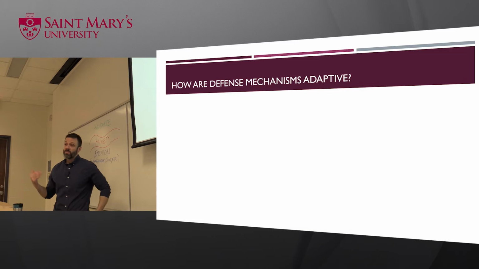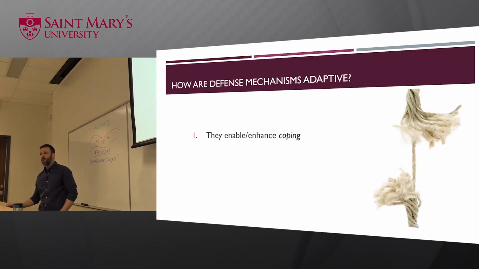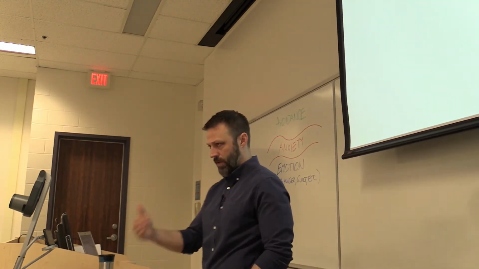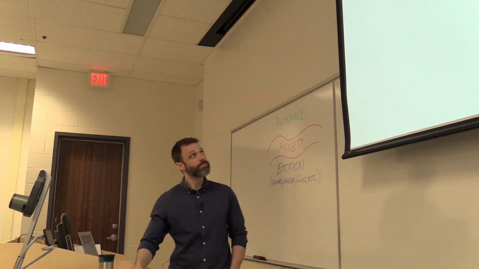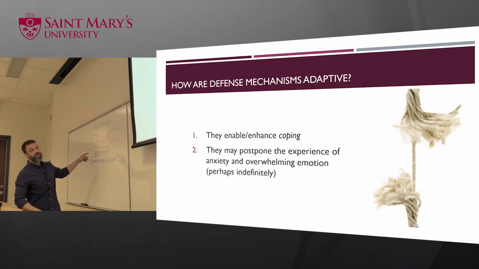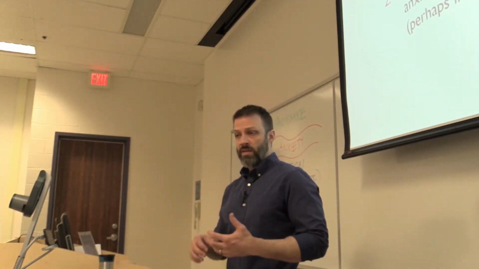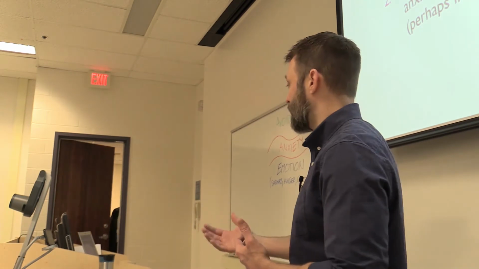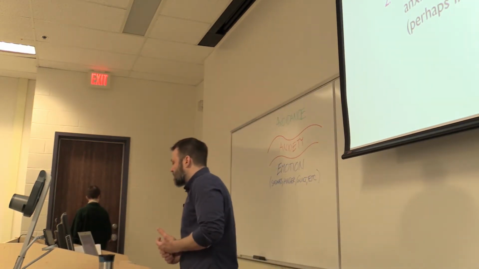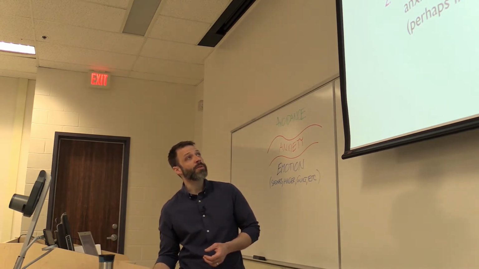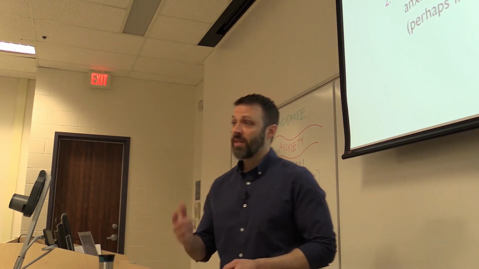We can talk about how defense mechanisms are adaptive, of course, so they enable or enhance coping. They allow us to deal with less than ideal circumstances. They allow us to put one foot in front of the other to continue functioning, to a certain degree. And they may postpone the experience of anxiety and overwhelming emotion, perhaps indefinitely. So, an individual who has this cluster of defense mechanisms that they're frequently engaging in may stay intact for the duration of their life. But that's not always the case, and there are some downsides to this as well. So this would be a good test question, by the way. How are defense mechanisms adaptive? How are they maladaptive?